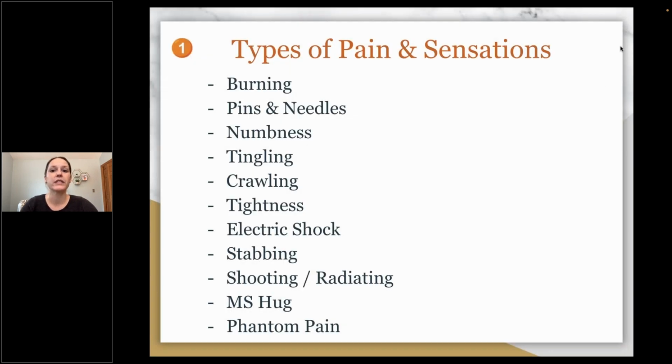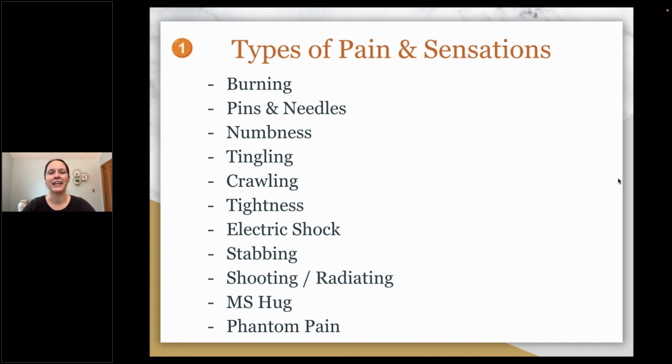All right. So types of pain and sensation. This is more of the sensation type, whereas the majority of the previous slides were more types of pain. These are more sensations. So it's things like burning, pins and needles, numbness, tingling, crawling, tightness, electric shock, stabbing, shooting, MS hug, phantom pain. I should add itching to this list because someone here tonight said that. So anything that you can think of that just feels weird would go on this list. And it is a symptom of MS.